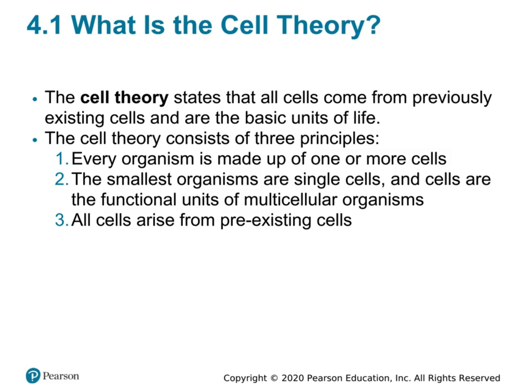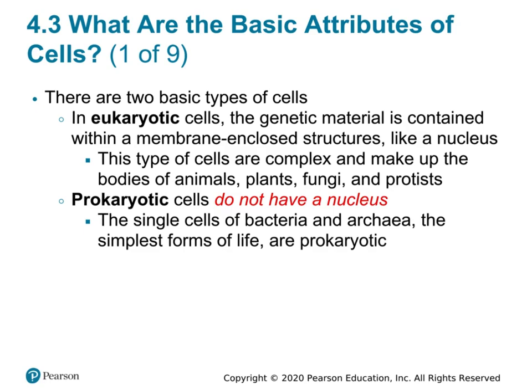That really plays off of principle one. So we can have more than one cell, and if there is more than one cell, those cells work together. And then last but not least, all cells come from pre-existing cells through processes of reproduction, whether that be mitosis or meiosis or other types of asexual or sexual reproduction. All cells arise from cells that were already here. There are also two basic types of cells, so that's what we're going to get into in the next video. We're going to be looking at the basic types of cells, which are eukaryotic cells and prokaryotic cells.